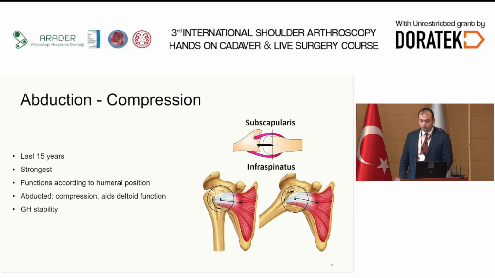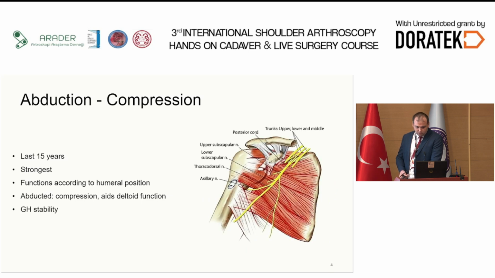By forming a force couple with the posterior cuff infraspinatus, it supports the stability of the glenohumeral joint, and in anatomic position, it internally rotates the arm. Considering the rotational vector, its compression effect is more dominant on the abduction, and it helps deltoid to function properly.